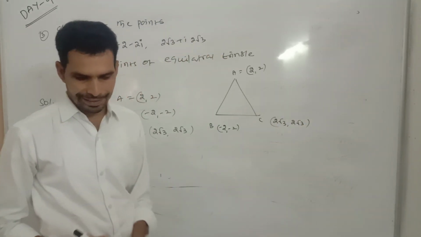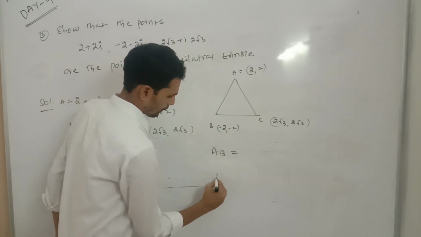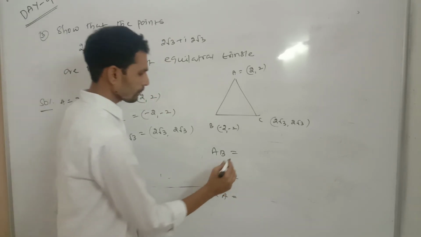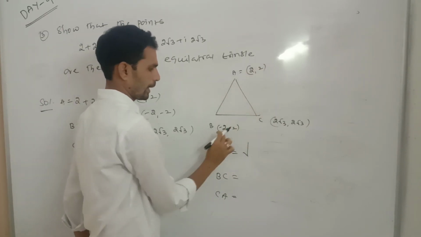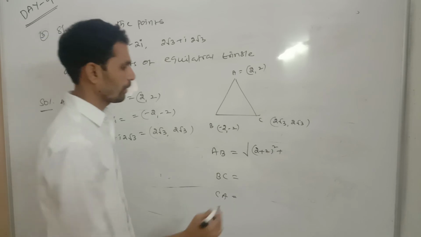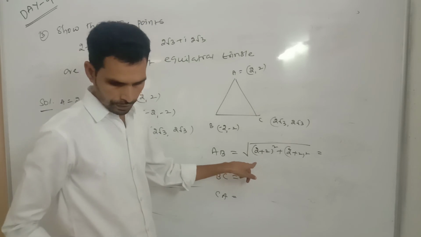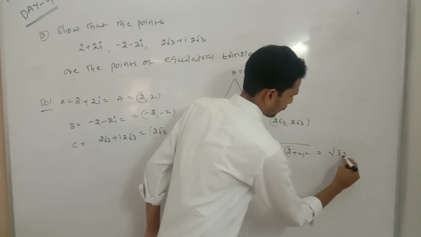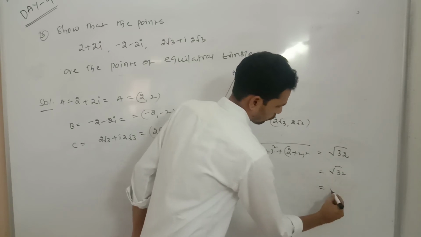Equilateral triangle means all sides are equal, so find the AB distance, the BC distance, and the CA distance. AB is the square root of x2 minus x1 whole square plus y2 minus y1 whole square, where this one is x1, y1 and that one is x2, y2. So 2 plus 2 whole square, that is 4 square, which is 16. Here also 4 square is 16. Total AB is root of 32. Similarly, BC also we get root 32, and CA also we get root 32.